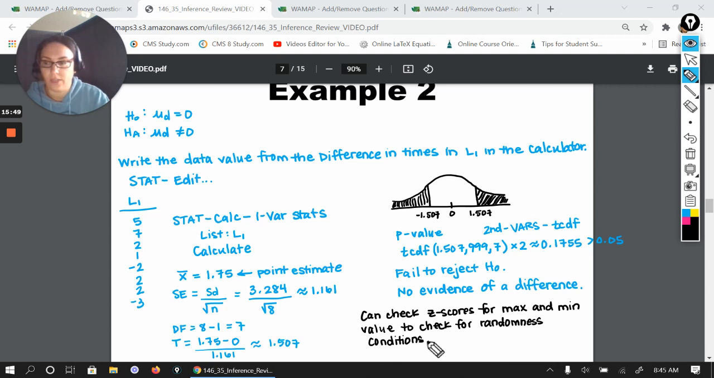Basically, that will help us check for any outliers. I won't do that here, but that's one thing that we could do to make sure that we are meeting the conditions.